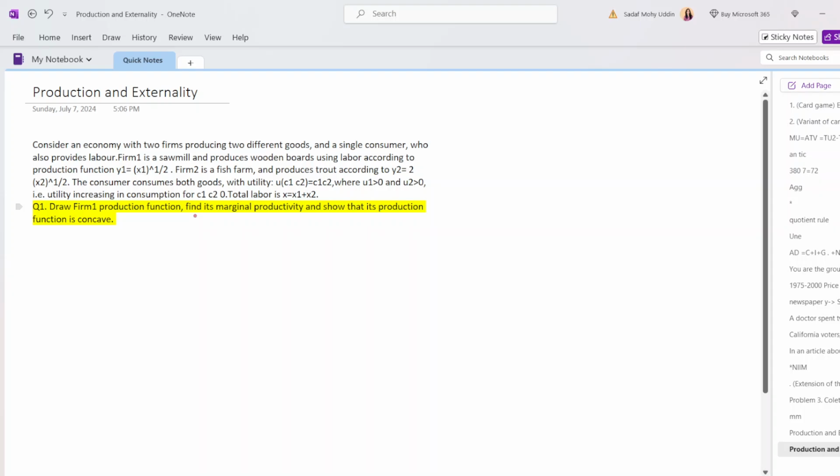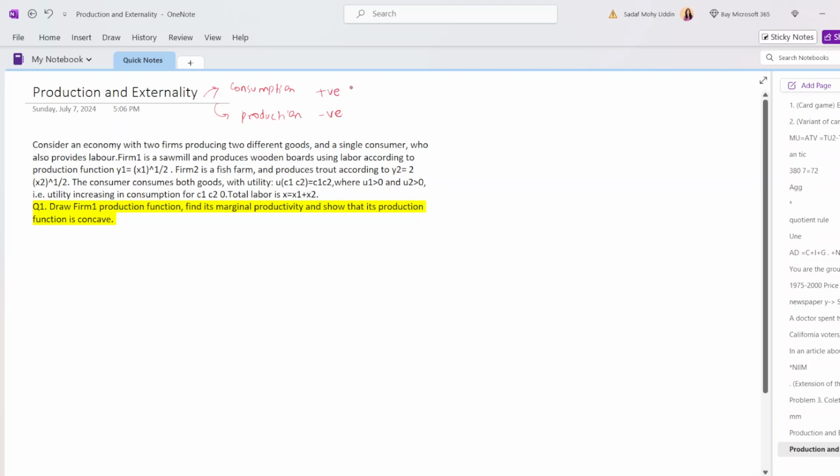Today we'll be covering a topic of microeconomics, which is externality, or more specifically production and externality. Externality is a microeconomic concept in which we talk about indirect cost or benefit to a third party that is not directly involved in the transaction process. Externality can be related to consumption, it can also be related to the production side, and it can have a positive and negative effect.